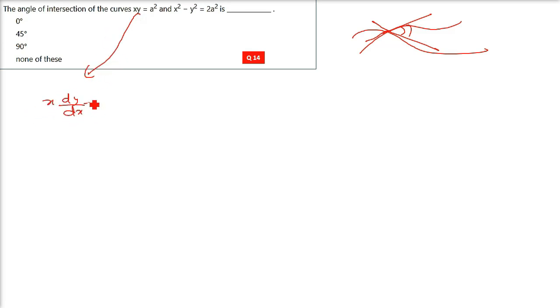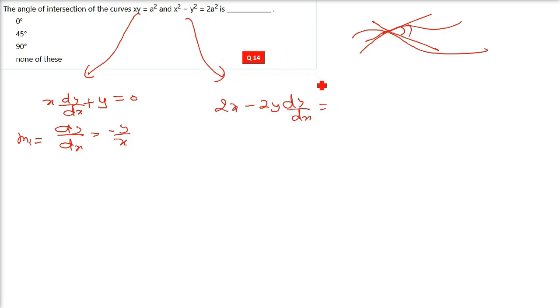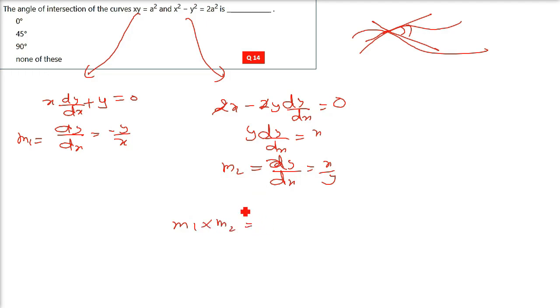You just have to differentiate it. x dy by dx plus y is equal to 0. So dy by dx is equal to minus y by x. This is the m1. What about m2? 2x minus 2y dy by dx is equal to 0. Again you will get m2 from here. That is y dy by dx is equal to x. So dy by dx is nothing but x by y. Now this is m2. m1 into m2 will be what? Just multiply these two: negative y by x multiplied by x by y. So what do you get?